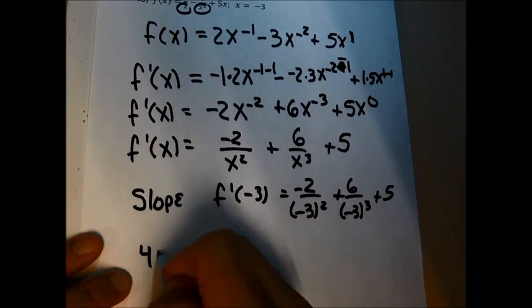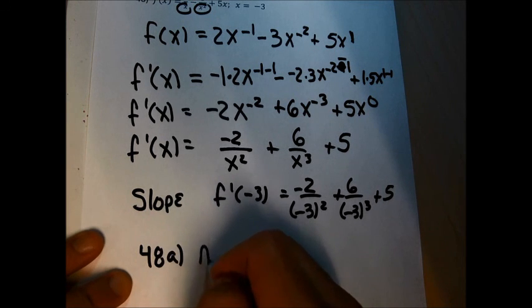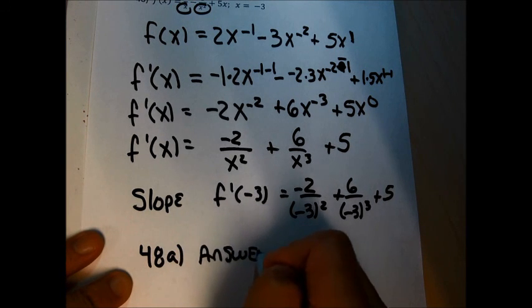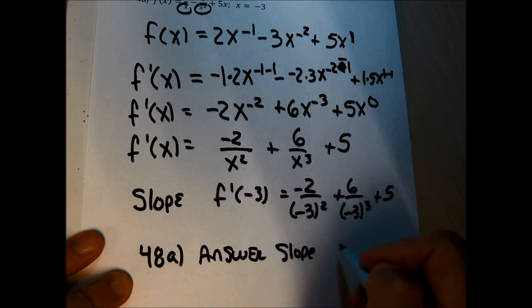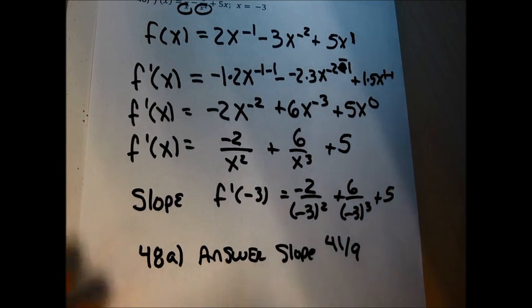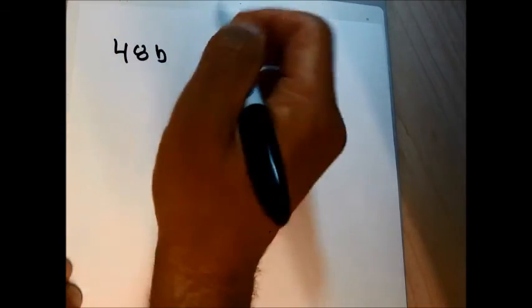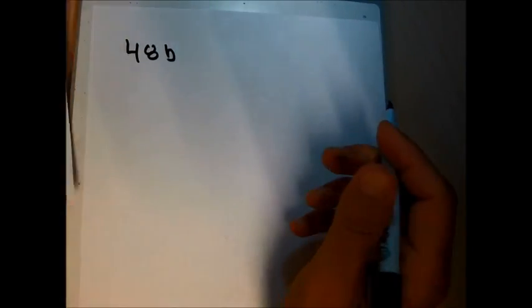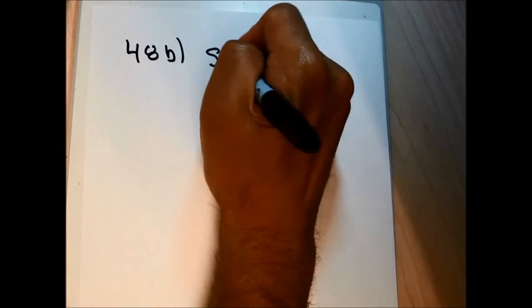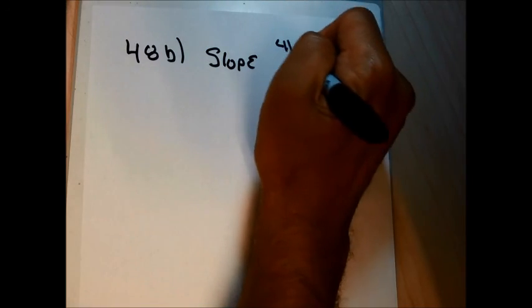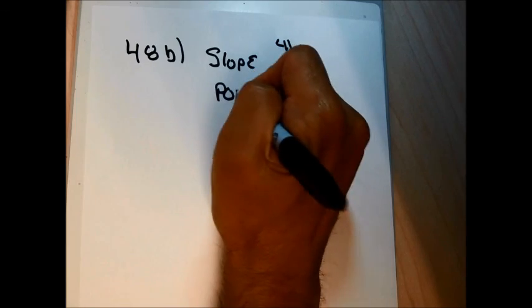So for 48a, the answer is my slope is 41 over 9. For part B, I need to get an equation. So for part 48b, I need, hopefully that was all readable. For 48b, I need a slope, which is 41 over 9, and I need a point, and the x-coordinate of my point is negative 3.